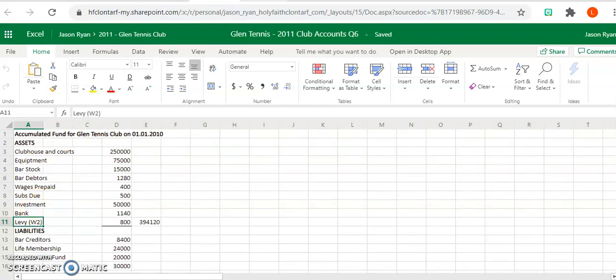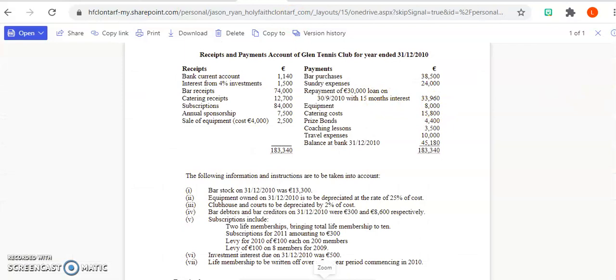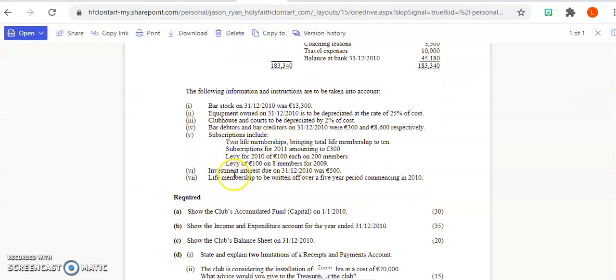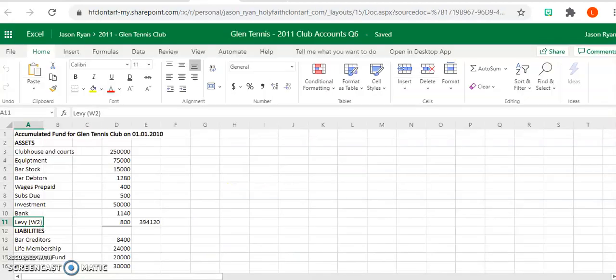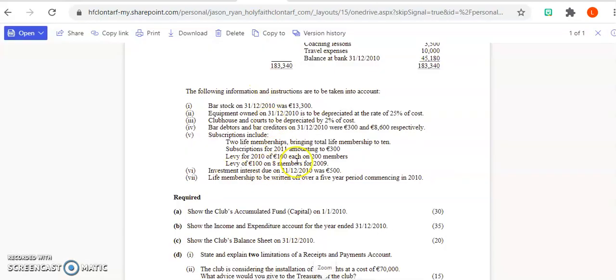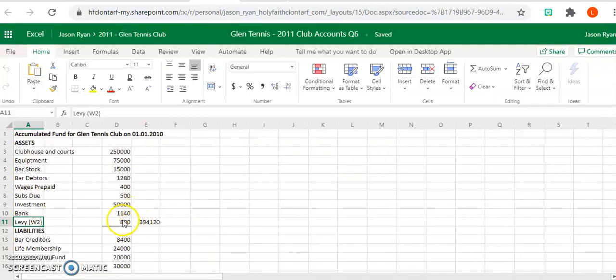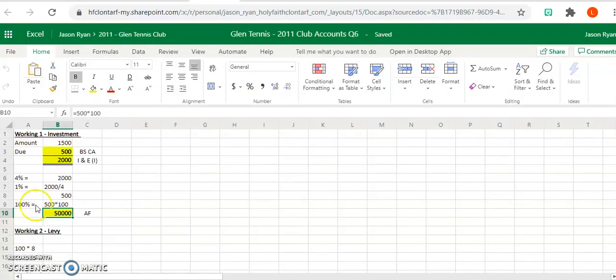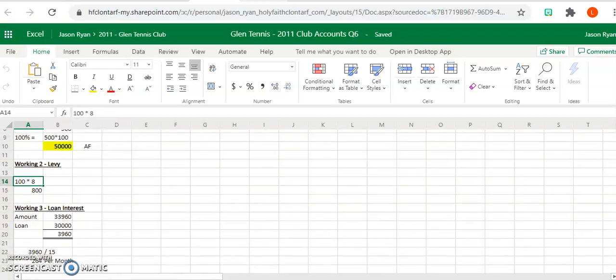Your levy then, if you look at the question down here, the levy for the previous year. So it was 10 by 100, or 8 by 100, so that gives you 800. So I've put into a working here, 100 multiplied by 8 gives you 800.